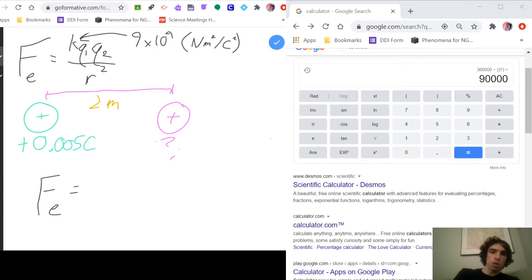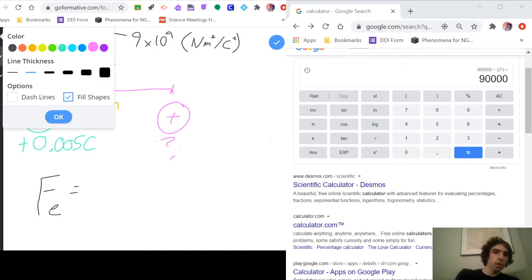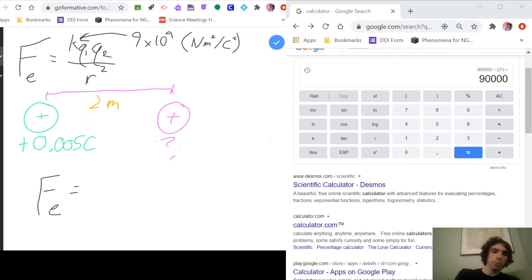But maybe we do know the force acting between them, so I'm going to draw a little vector for this force, and you might have noticed the correction I made. At first I drew this arrow pointing towards the other one, but since these are both positive, we know that they should be repelling each other.